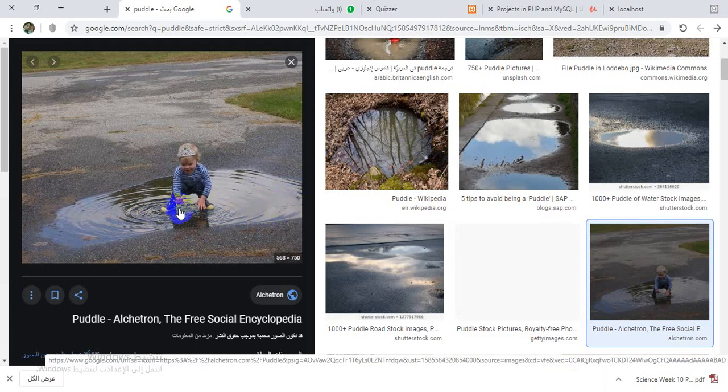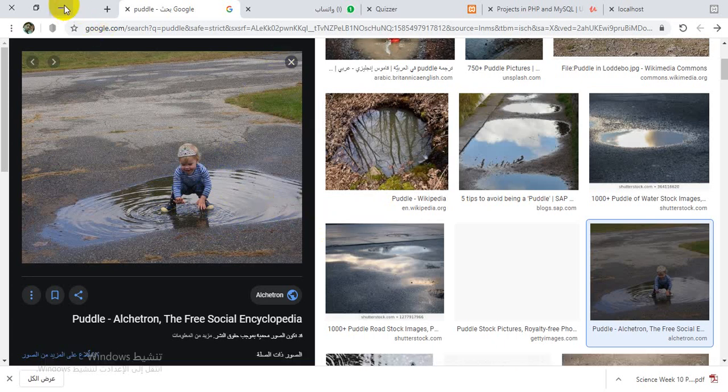So this puddle will disappear after a hot day. Because what, guys? Because of the evaporation process. So after a sunny day, this puddle or small area of water will start to disappear, because of the evaporation process. Okay, guys, that is what I mean.